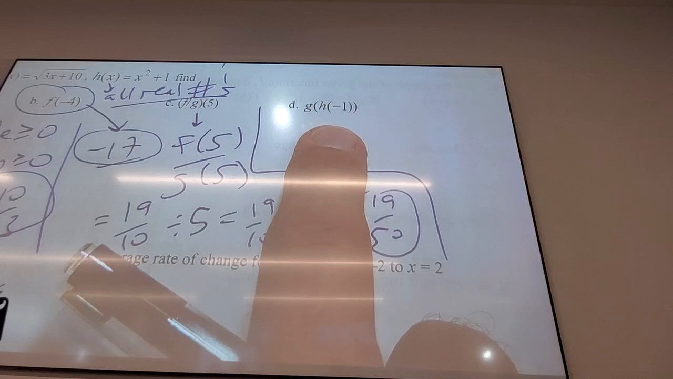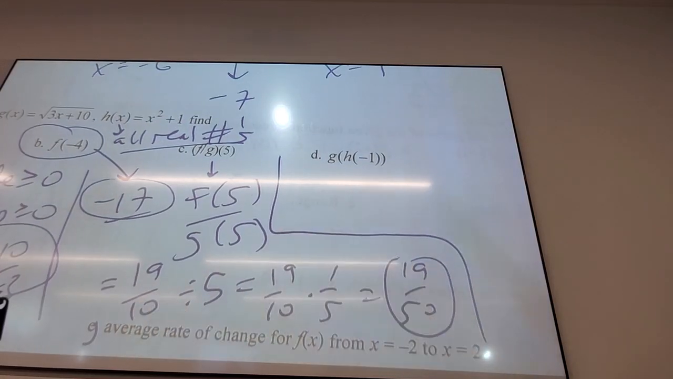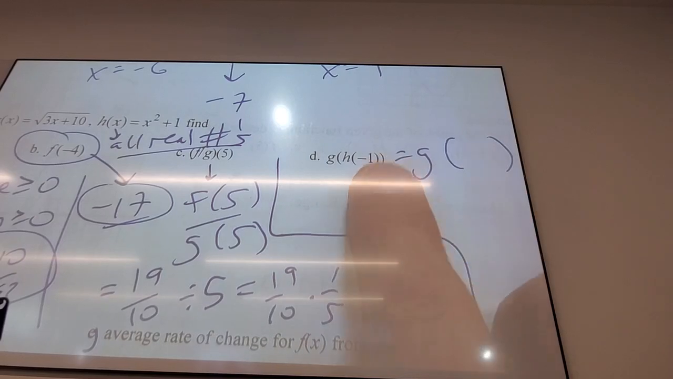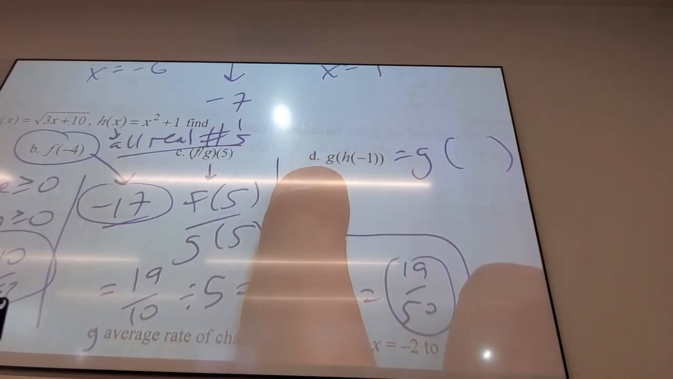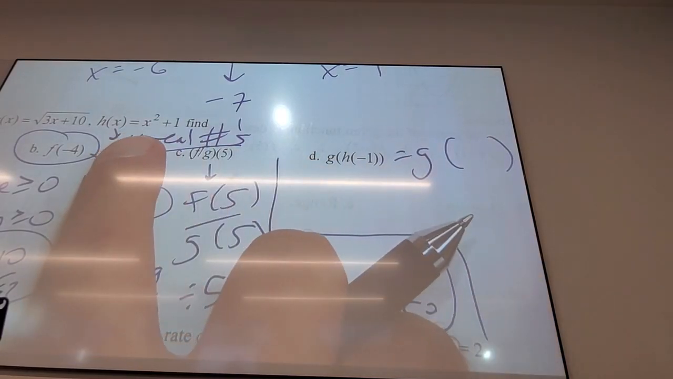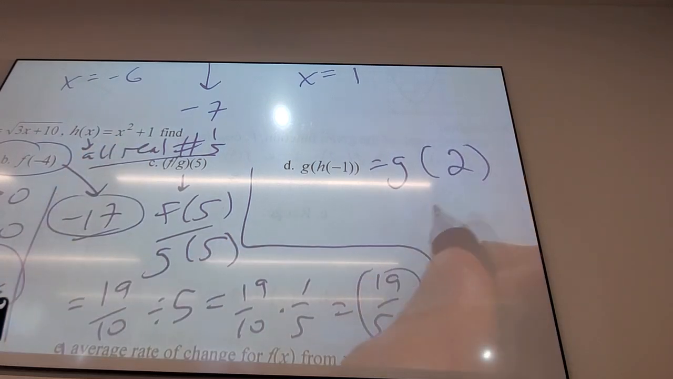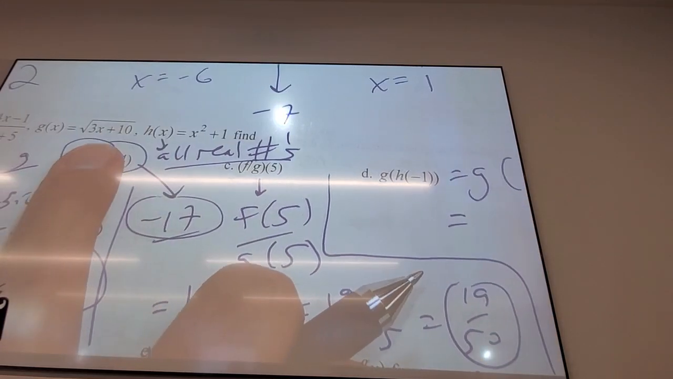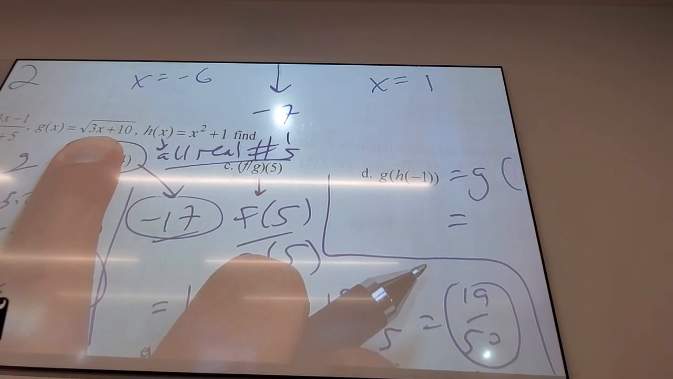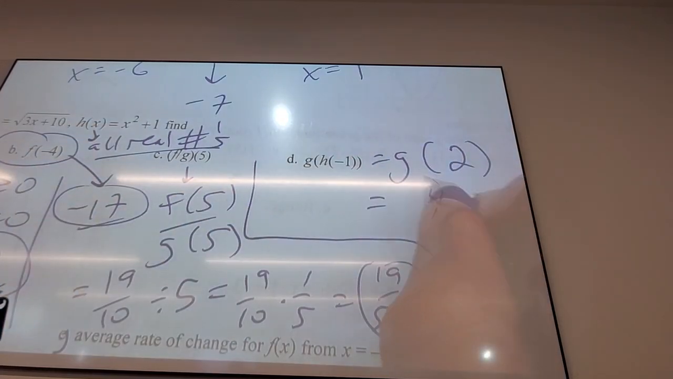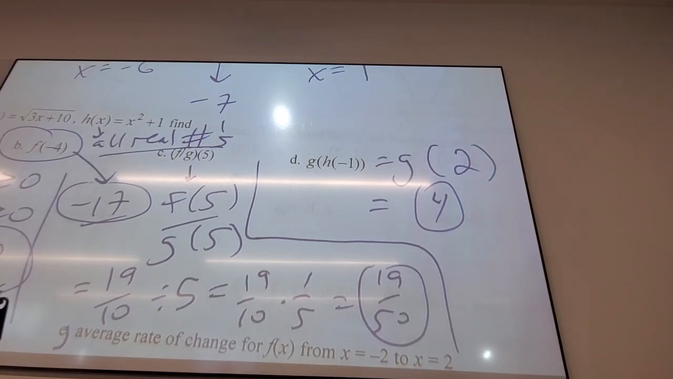How do I do part D? What do I have to do first? H of negative 1. I've got to know what h of negative 1 is so I know what to plug into g. So what is h of negative 1? Negative 1 squared plus 1? 2. And then what's g of 2? 6 plus 10, 16, square root of 16 is 4. So almost like I thought ahead. You guys okay?